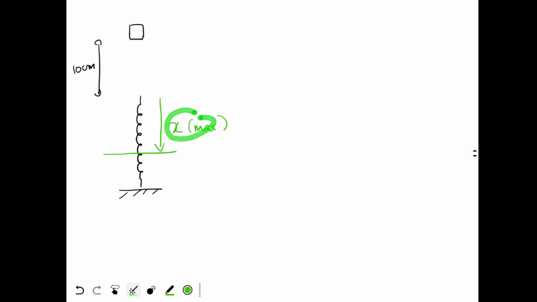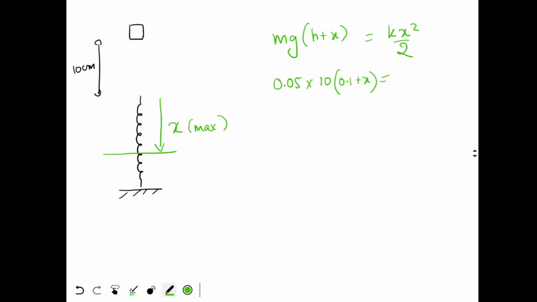That is very easy. Initially velocity of block is 0, and at the point of maximum compression again velocity of block will be 0. So work done by gravity will be mg(h + x). Total height falling through is h plus x, and that will be equal to energy stored in the spring, kx squared by 2. There will be no initial or final kinetic energy. So mass of the block is 50 grams, so 0.05 kilogram, g is 10, h is 10 centimeter or 0.1 meter, is equal to k is given to be 500 by 2 x square.